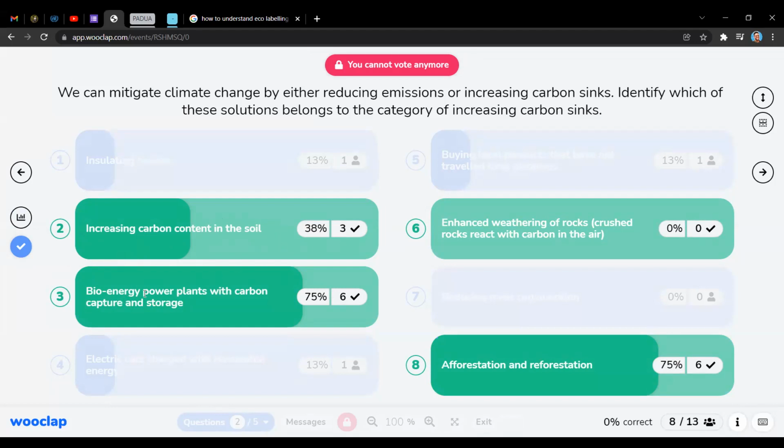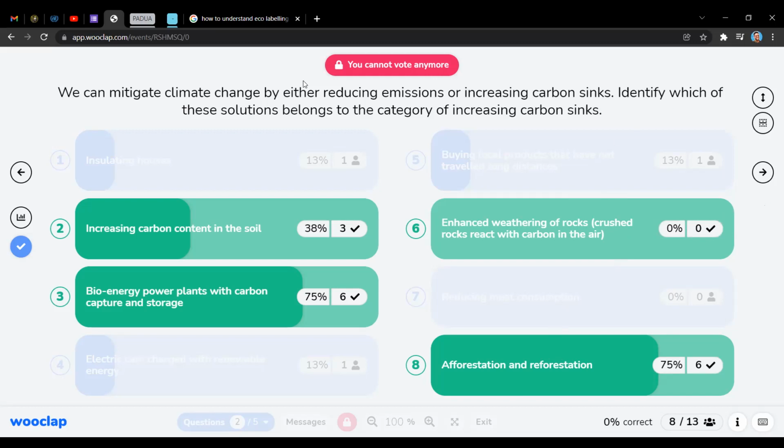Bioenergy power plants are a new technology coming up that have a certain technology that allows them to capture carbon and store it. It's the same. And then you've got enhanced weathering of rocks. I'm not an expert in geology, but I have read that when rocks weather, they react more easily with carbon dioxide in the air. So some people are researching how they can weather more rocks in order for them to react with the carbon in the air. So it is absorbing the carbon. Again, it is a carbon sink. And then the last one is afforestation and reforestation. This one we all know about. I don't even need to say much.